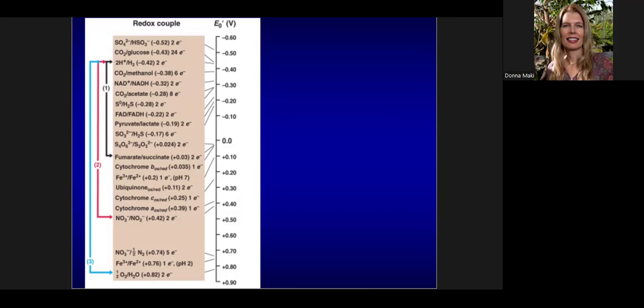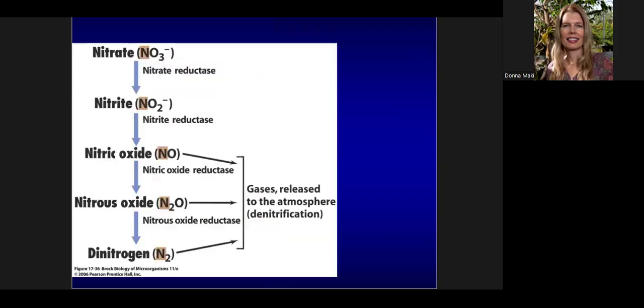Now, iron is very common in a lot of natural habitats. Nitrate is something that you're going to play around with in lab. You're going to learn how this is working with E. coli and nitrate and some other microbes. So that's why I wanted to talk a little bit about nitrate here, because you're going to be running this idea in lab with a couple different microbes.